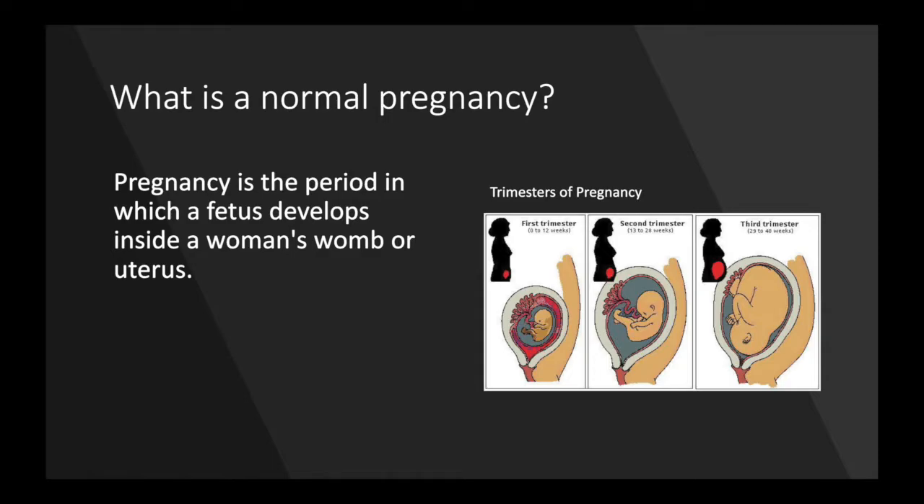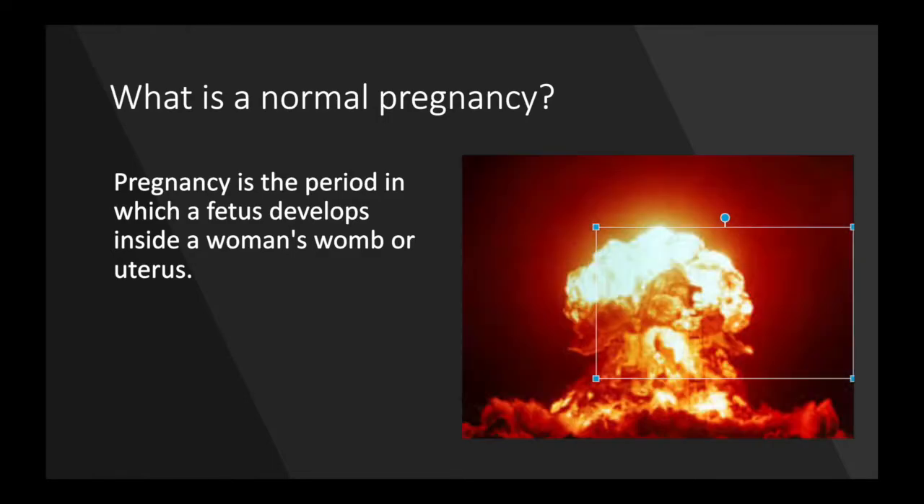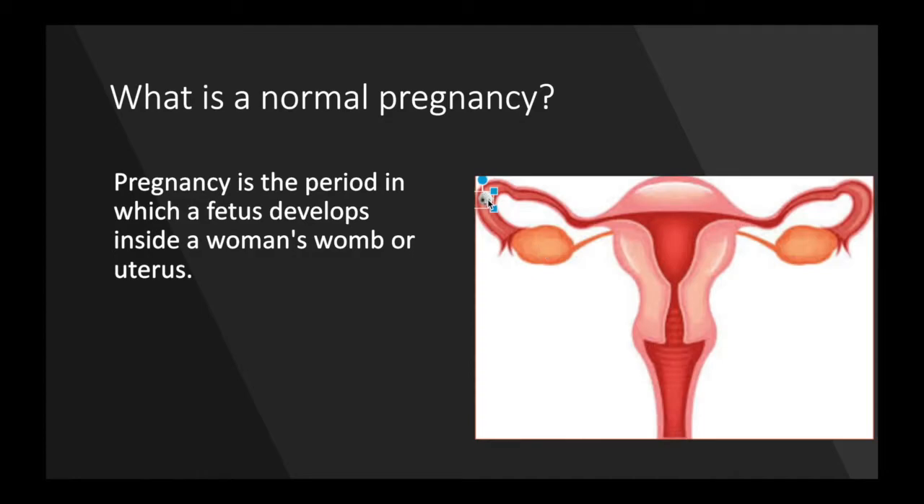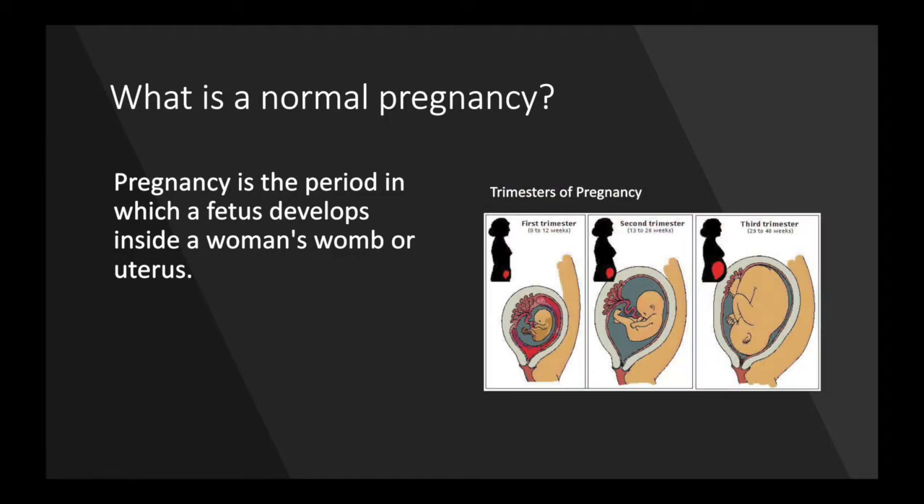womb or uterus. It occurs when a sperm fertilizes an egg after it's released from the ovary during ovulation. The fertilized egg then travels down into the uterus, where implantation, the process of the embryo sticking to the wall of the uterus, occurs. A successful implantation results in a pregnancy. Pregnancy lasts around 40 weeks or 9 months, and during that period, there are three segments to it called trimesters.